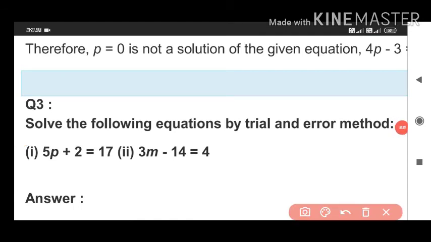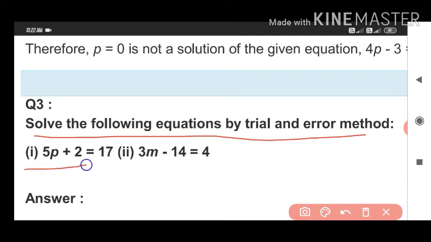Question number 3 is: solve the following equations by trial and error method. By the trial method we will find this, which means the value is not given. Question 1, 5p plus 2 is equal to 7. Question number 2, 3m minus 14 is equal to 4. So what will we use here? You will use the trial and error method. It means first you will put a value according to you. First we will try 1, 2, 3 and find which will be the solution of this equation.